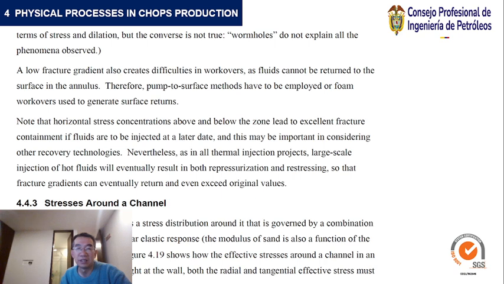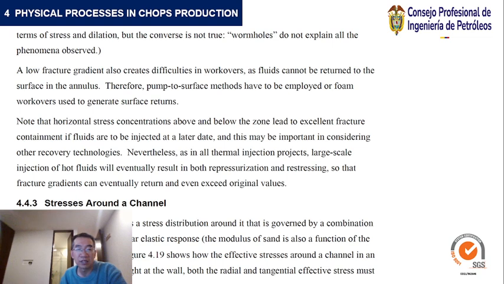Nevertheless, as in all thermal injection projects, large-scale injection of the hot fluid will eventually result in both repressurization and restructuring, so that the fracture gradient can eventually return and even exceed the original values.